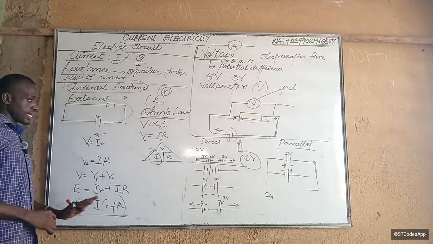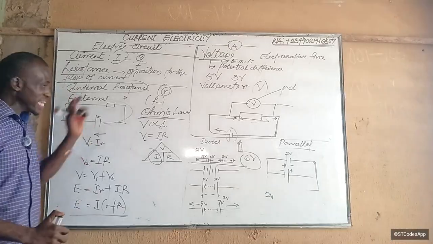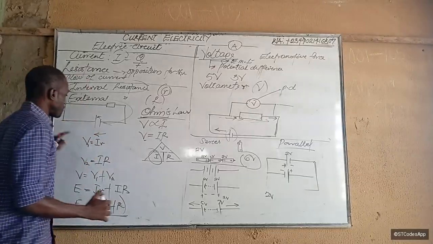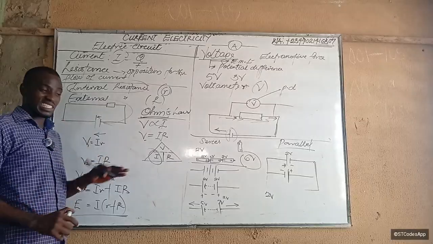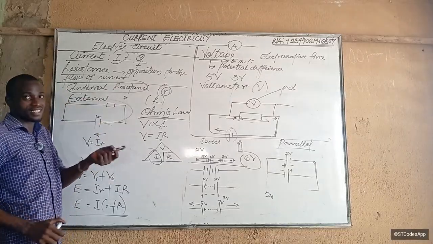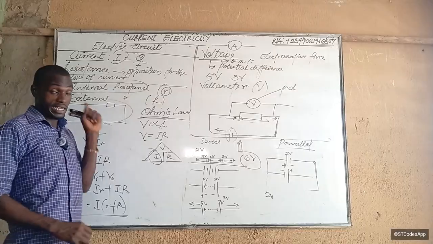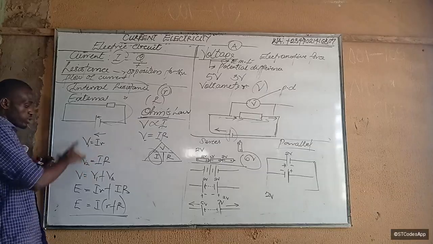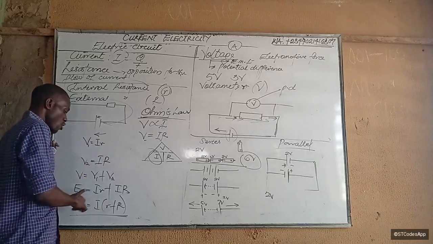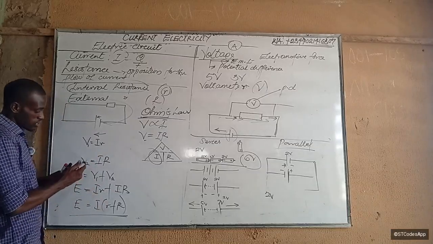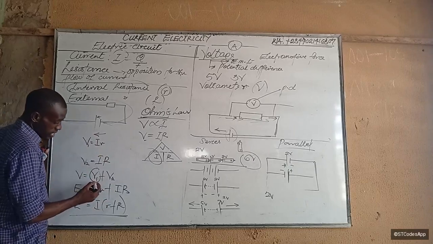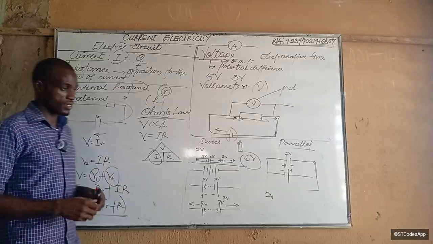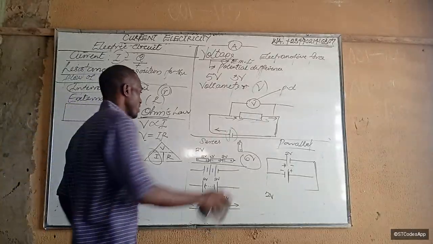So why is there internal resistance? I said the battery is not 100% efficient. In real life, it always delivers a little less than the rating, even for very good batteries. So some voltage will be lost. In order to be accurate in your calculation, you have to calculate the lost voltage. This one is the voltage lost due to internal resistance, and this one is the voltage lost due to external resistance.